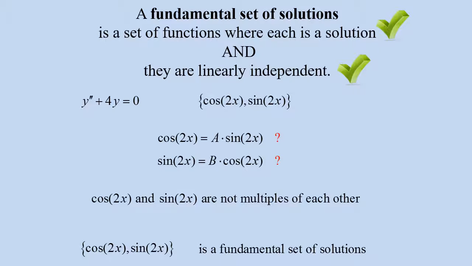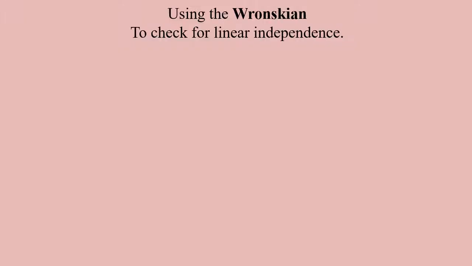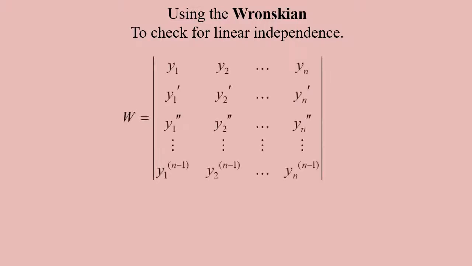However, we need a better way of determining linear independence. And that way is through something called a Wronskian. Now, the Wronskian is a determinant formed by each function in the set and its associated derivatives. Now, this is a determinant. If you've never experienced determinants before, a determinant is a square matrix that has a particular evaluation. I'll show you how to evaluate some determinants shortly.